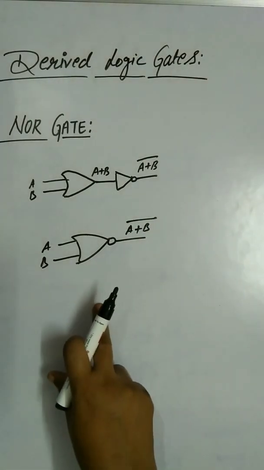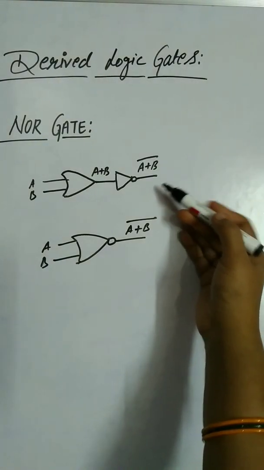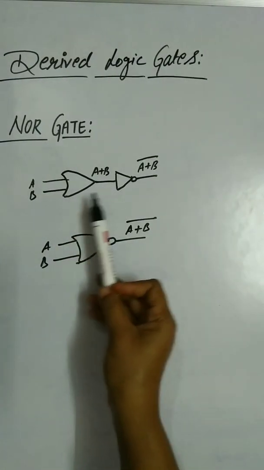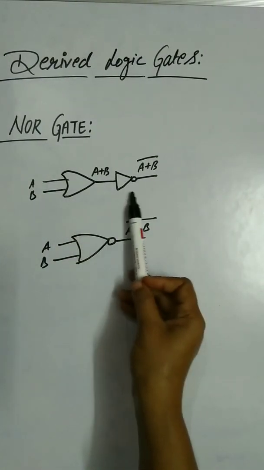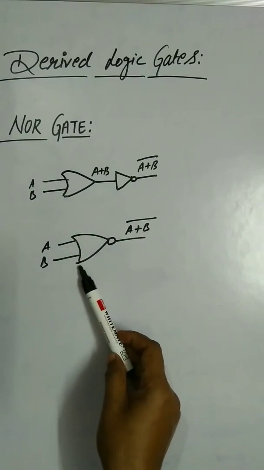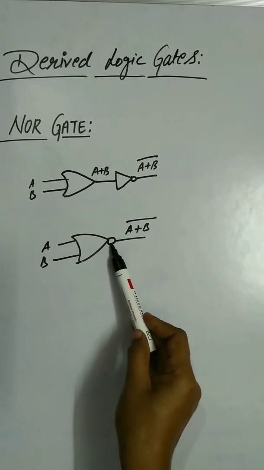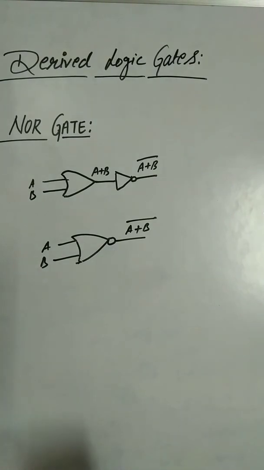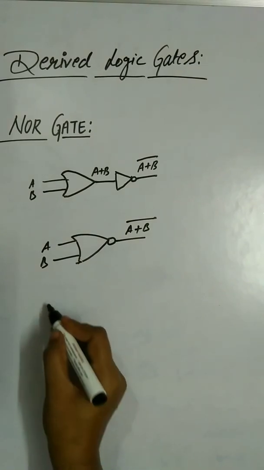You can draw this symbol as well as this symbol. It's a combination of two gates, OR gate and NOT gate. Here is the same, it's an OR gate and this symbol represents the NOT sign. So first gate is the NOR gate. Let's see the truth table of NOR gate.